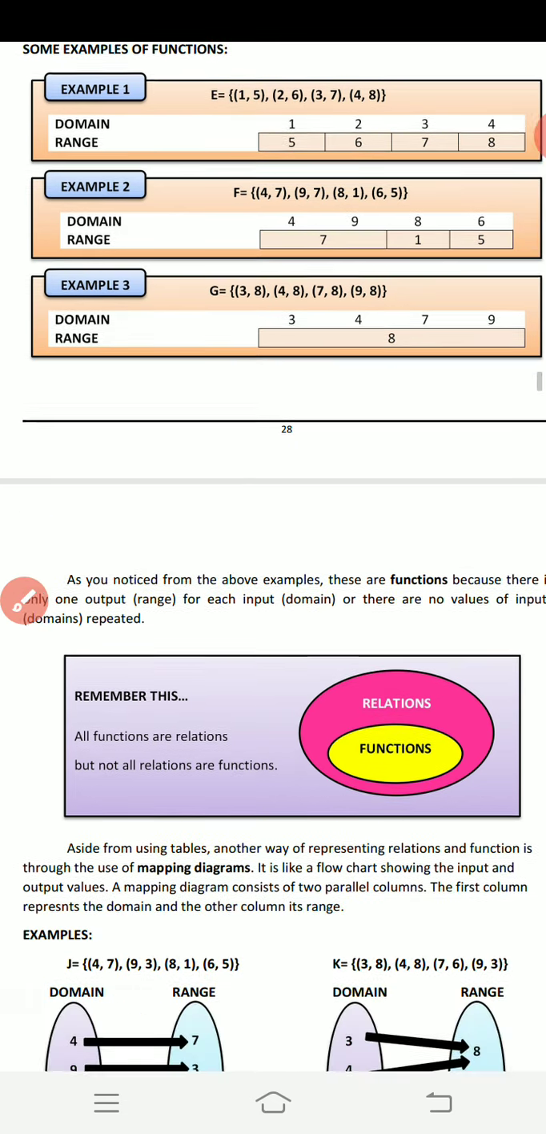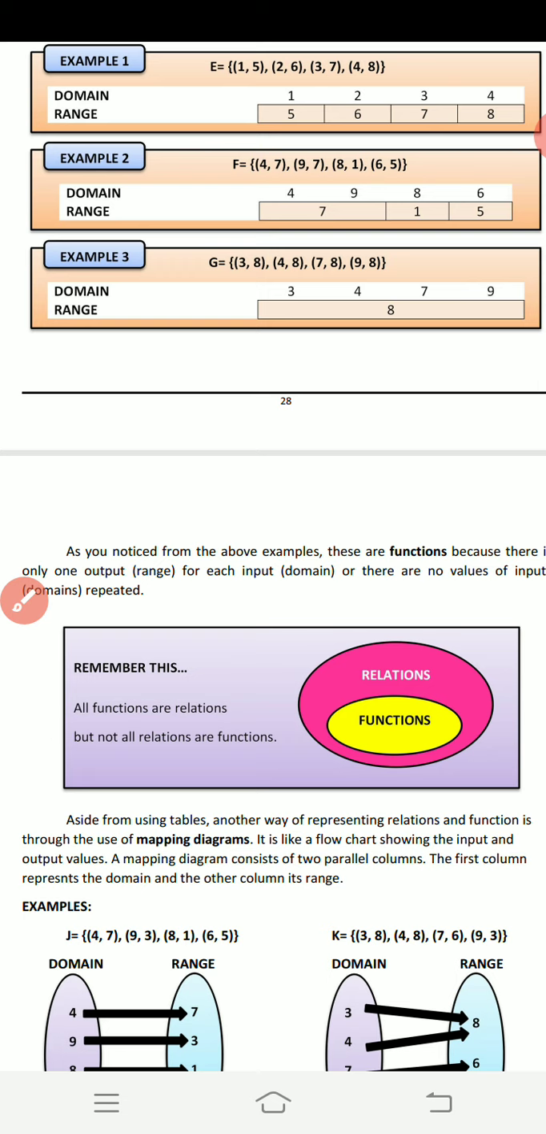Okay. So remember this. All functions, gaya ng sinabi ko kanina, all functions are relations. Pero hindi lahat ng relasyon ay function kasi hindi lahat nagfa-function. May iba nagbe-break din.